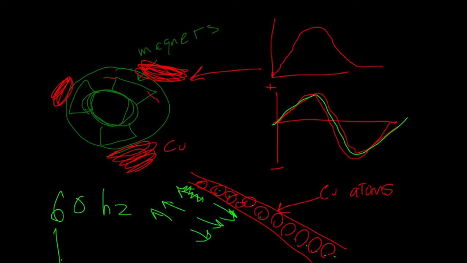So what 60 hertz means is 60 times a second, you have a positive voltage and you have a negative voltage. So it goes like this, up, down, up, down, up, down. And 60 hertz means you get 60 of these cycles. So 60 times a second, it's going up and it's going down.